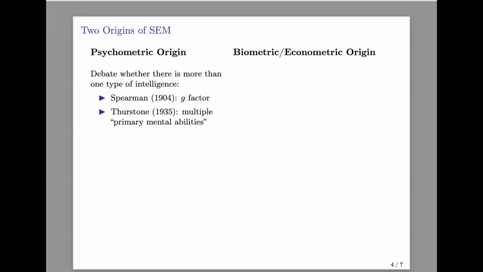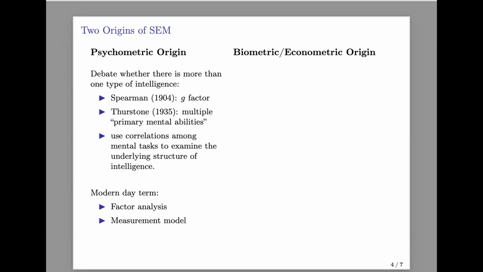To address this theoretical debate, researchers needed a statistical method that could help them determine the underlying structure of intelligence. The main challenge in these areas of research is that constructs such as intelligence cannot be directly observed. Instead, we can only infer intelligence through participants' responses to different mental tasks. Eventually, researchers figured out how to use correlations among mental tasks to examine the underlying structure of intelligence.